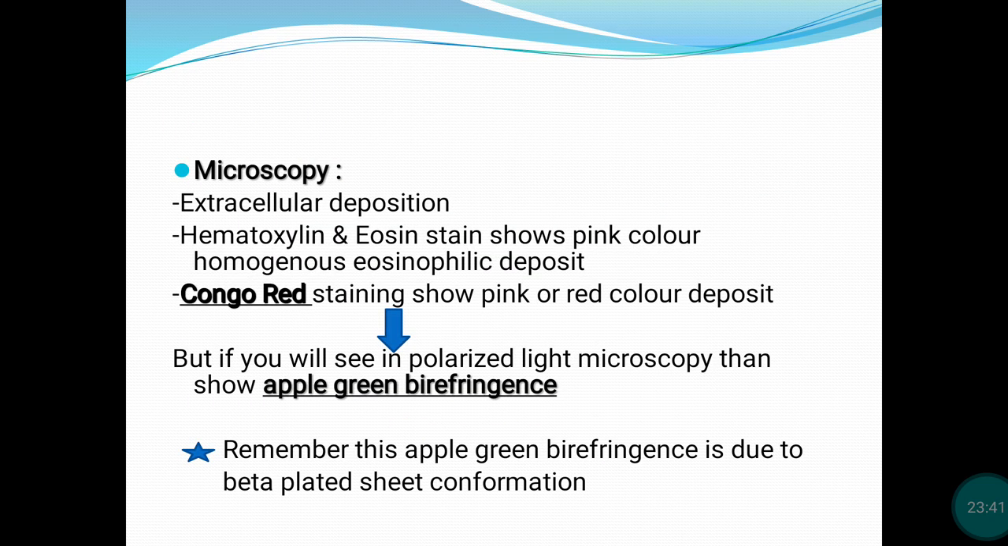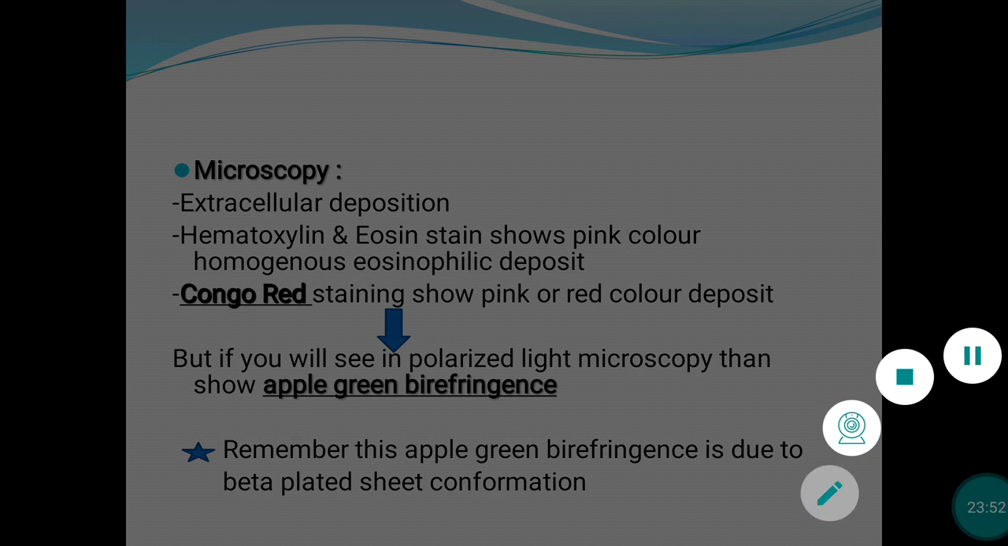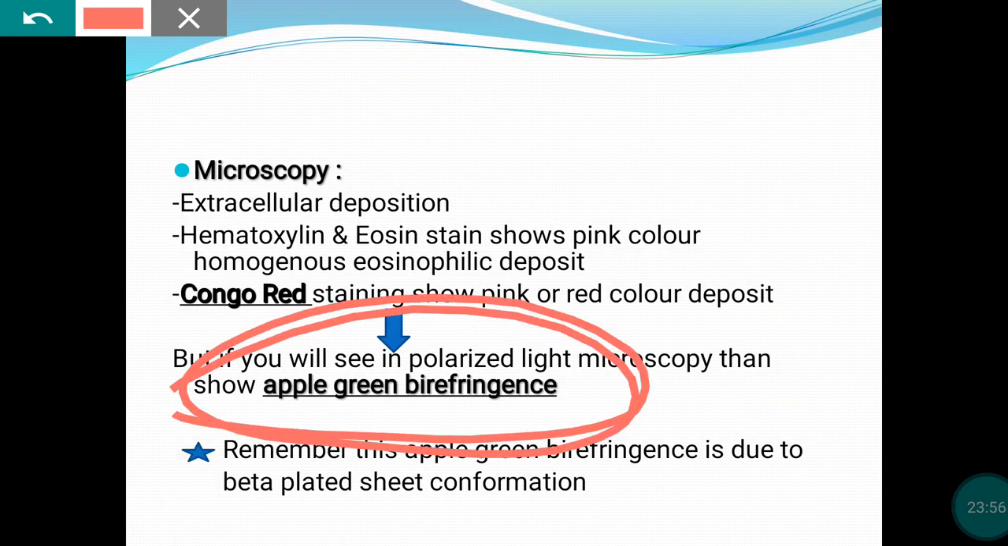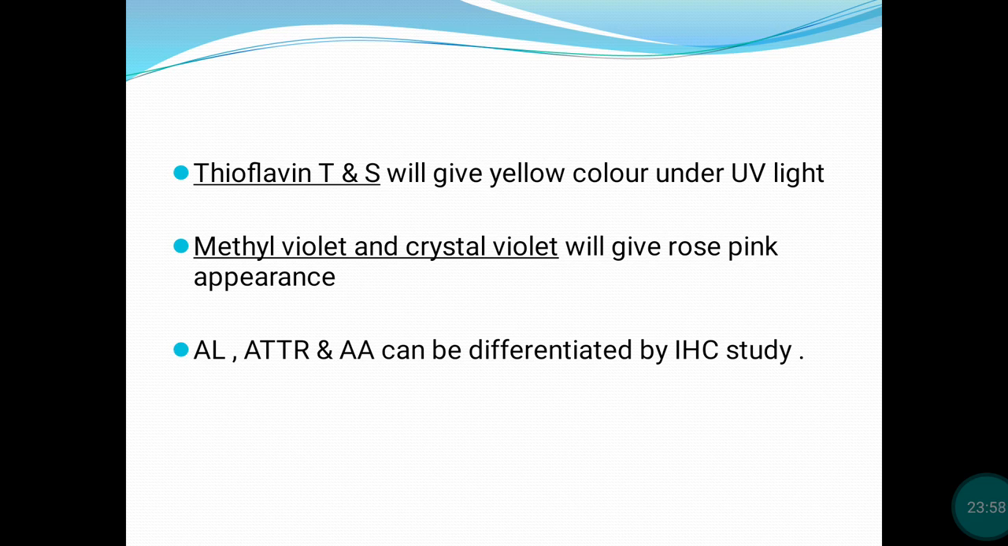So if anyone asks you how will you confirm the diagnosis, then you have to write that it should be stained by Congo red and it should be examined in the polarized light microscope, which will show the apple green birefringence. That is the diagnostic. Clear?